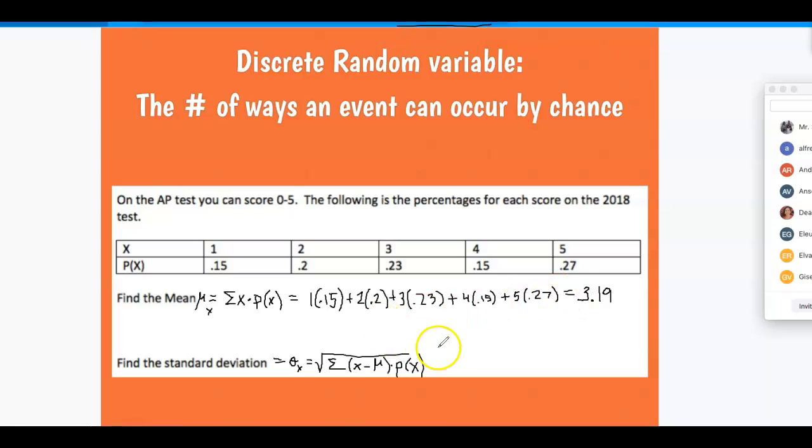Standard deviation, the formula for standard deviation, a little more complicated, but it's still doable. Sum of x minus mu squared times p of x, all underneath the square root sign. Without the square root sign, that's called the variance. So in the book, they call it variance of X and then square root at the end. So I'll just show you the beginning of the formula. Take x.